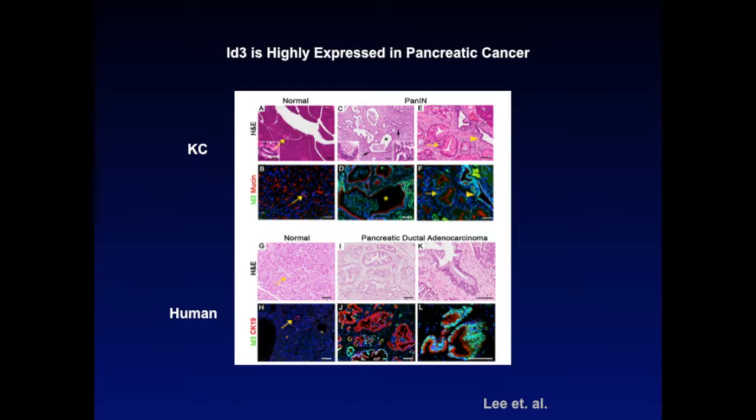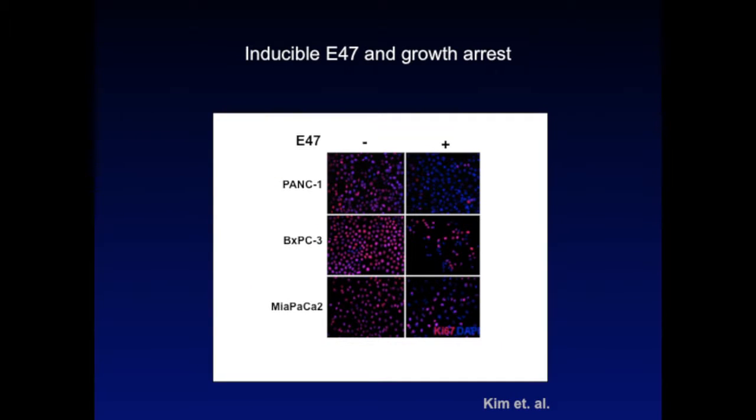We went on to look at models of pancreatitis and saw that ID3 is evident within 3 days of the duct ligation model of pancreatitis. So immediately when the cells become Ki67 positive and you start to see the ductal hyperplasia, ID3 is very highly expressed. And we looked at other models of pancreatitis as well. And this suggested a very early role for ID3 in pancreatic disease pathogenesis.